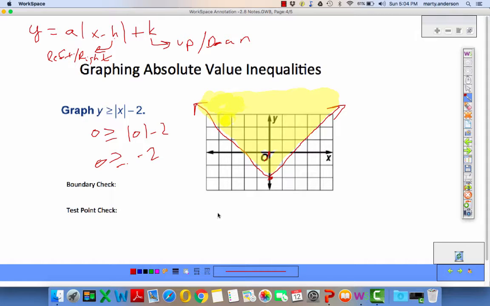It's right there. So we moved our 2 down. Again, the boundary line is solid because it's or equal to. That means the points on the boundary are good to go. They're part of the solution. Check one if you want. If you want to check 2, 0, check it. Is 0 greater than or equal to the absolute value of 0 minus 2? Is 0 greater than or equal to 2? So we are good.